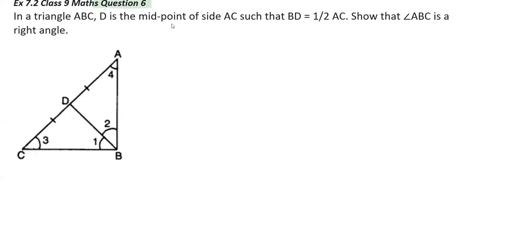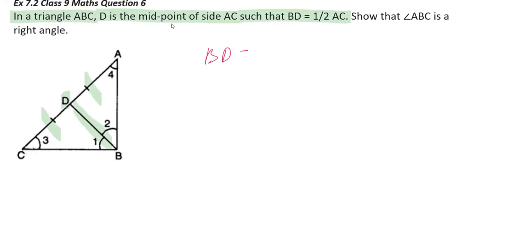Question number 6, exercise 7.2. It's a figure given here in this triangle. D is given as the midpoint of the side AC. So D is the midpoint of AC, which implies AD is equal to CD, such that BD is half of AC. This length BD is half of AC.